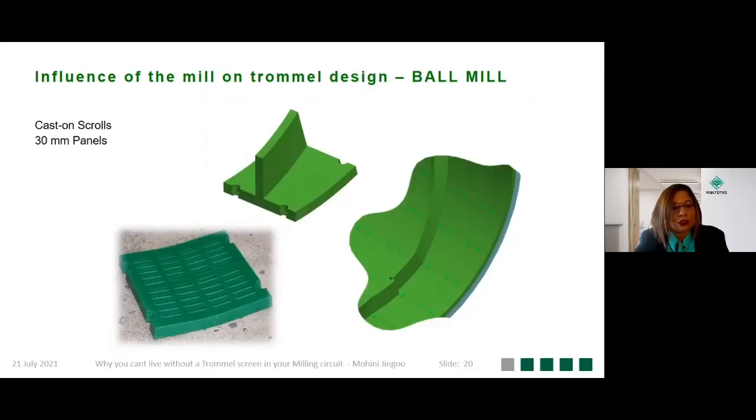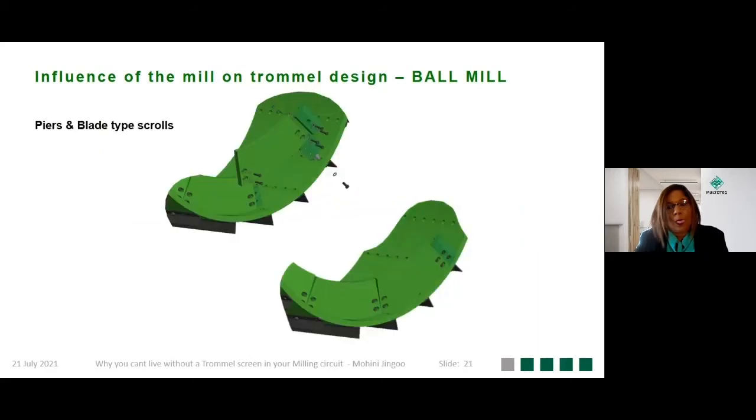It's the cast on scrolls as depicted here and in this image as well. And we can use up to 30mm polyurethane panels. Also common on ball mill trommels is your scroll blades and pin and pier. This is a very elegant solution in the cast on scrolls.